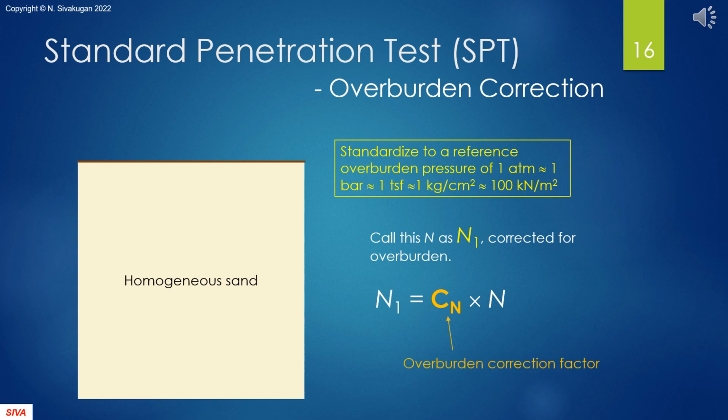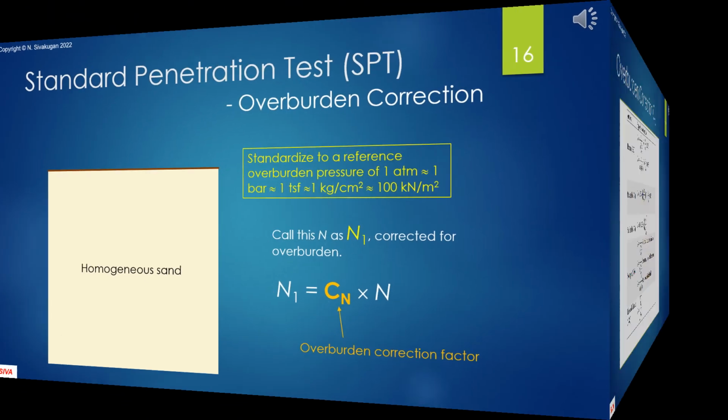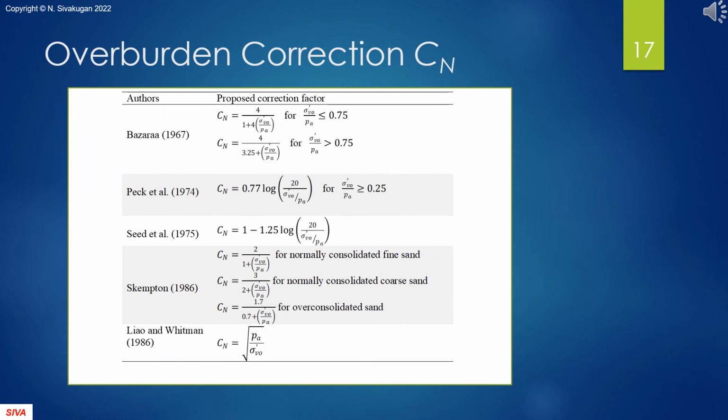We multiply N by the overburden correction factor Cn to obtain N1. This N1 would be about the same at all depths in a homogeneous sand, reflecting the constant relative density. Here are several expressions used for the overburden correction factor Cn. Here, sigma VO' is the effective overburden pressure at the test depth, and Pa is the atmospheric pressure, which is 101.3 kilopascals. Out of these expressions, the ones suggested by Skempton and Liao and Whitman, both from 1986, are quite popular.